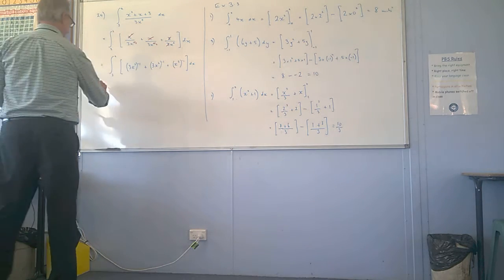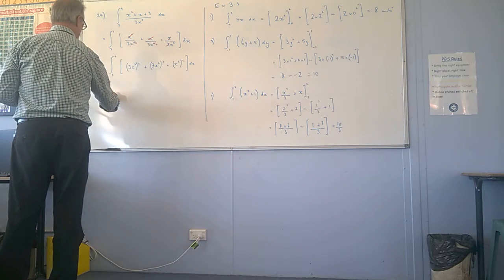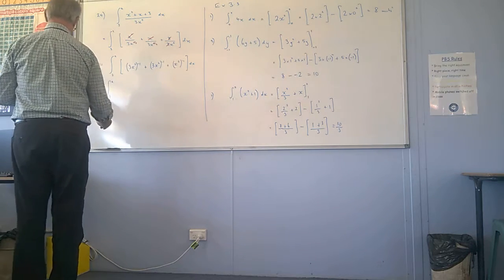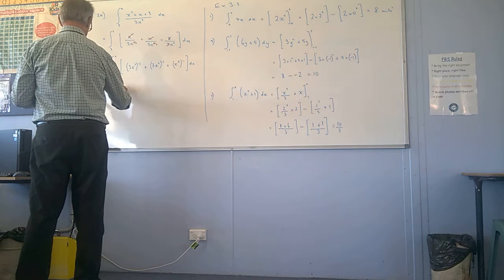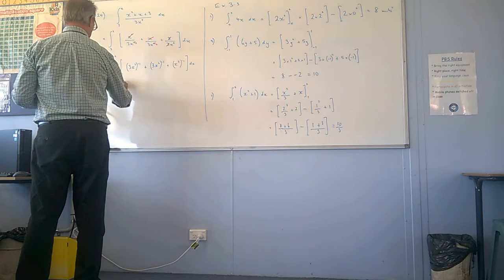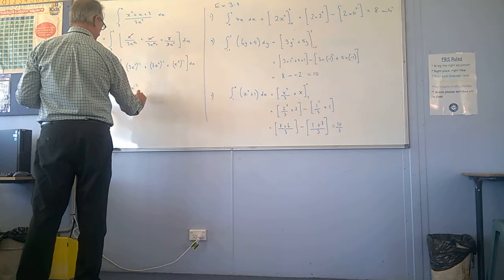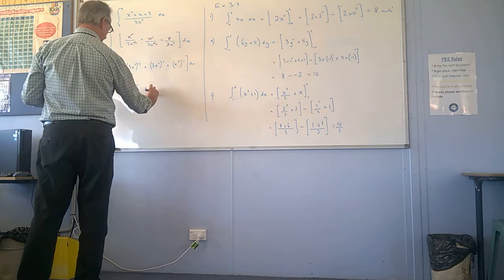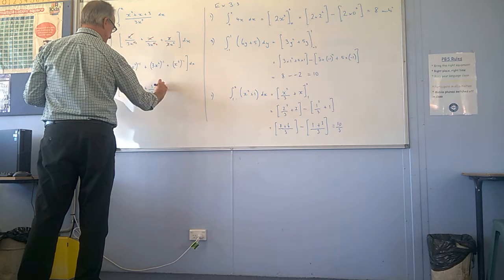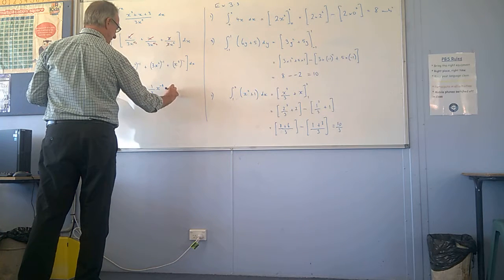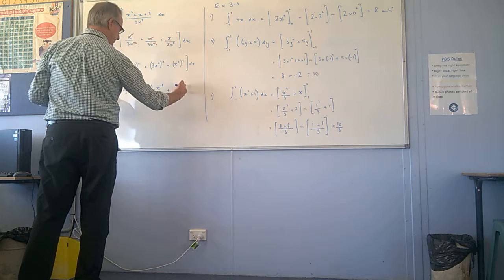So, what have I got now? I've got the integral from 3 to 4. Think of it like this. I've got 1/3 x to the minus 3 plus 1/3 x to the minus 4 plus x to the minus 5.